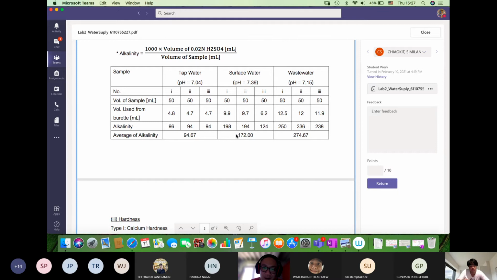Similar to this one, the surface water. For the first and second trial, you get quite near alkalinity values, but the third trial you get only 124. So actually, this one should be removed. Don't take this as the average. Okay. And what about this one?